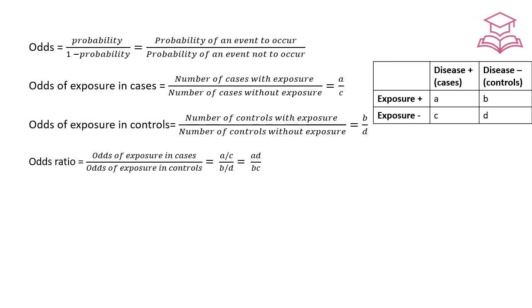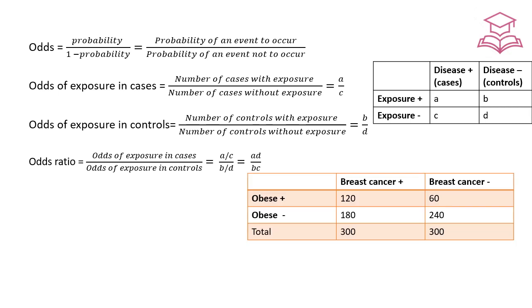Odds ratio equal to odds of exposure in cases by odds of exposure in controls, which is equal to A by C by B by D, equal to AD by BC. And this is the 2 into 2 table of the question.